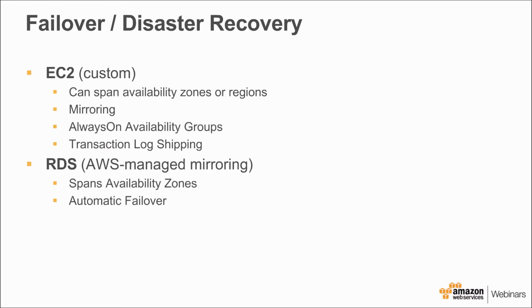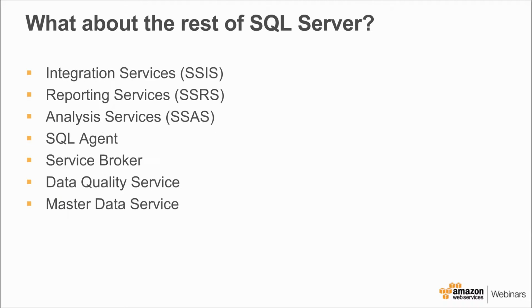Just speaking a little more about the failover and disaster recovery options, again with EC2 you have the flexibility to span AZs or regions. You can do things like mirroring, always on, transaction log shipping, replication. With RDS, again, it's a managed service. The automatic failover and HA is handled through the multi-AZ deployment. So what about the rest of SQL Server?